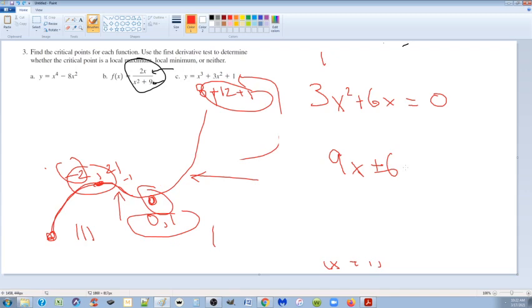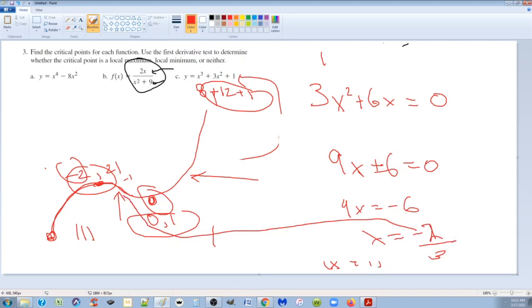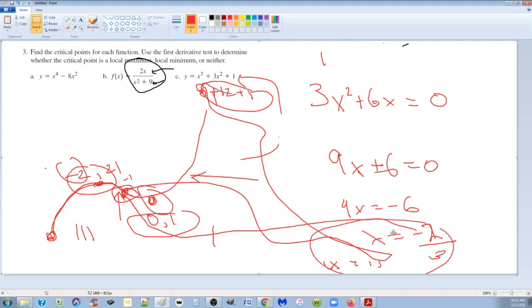If I set my second derivative equal to 0, I discover 9x is equal to minus 6. x is equal to minus 2 over 3. That means at x equals minus 2 over 3, I have an inflection point. So later on, you'll be able to learn how to map that inflection point.